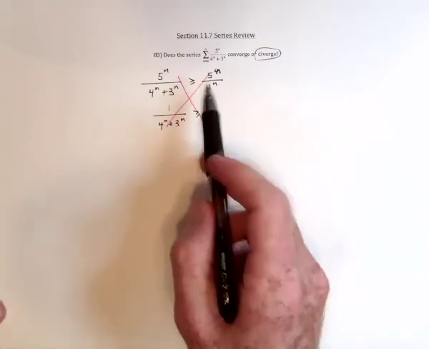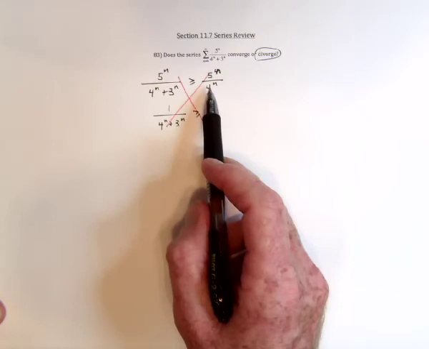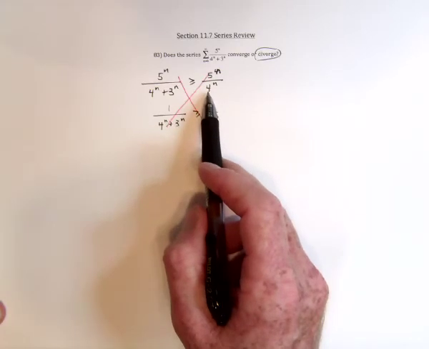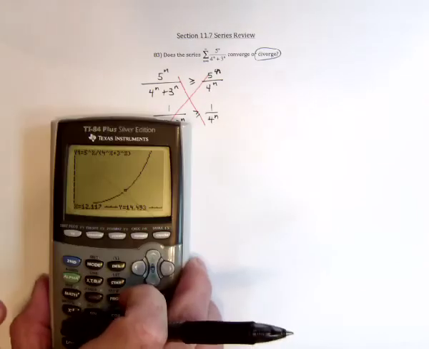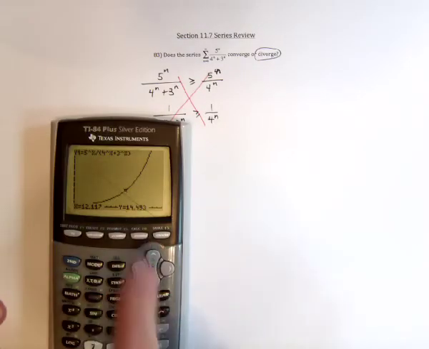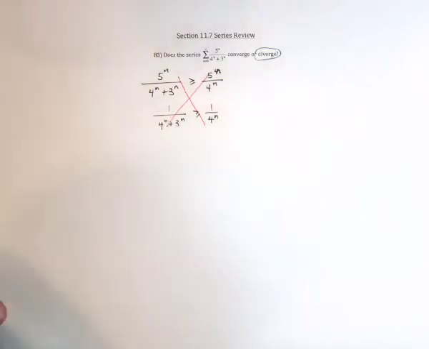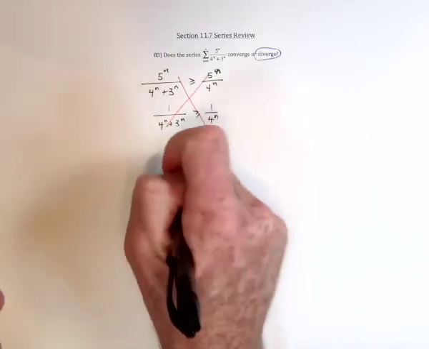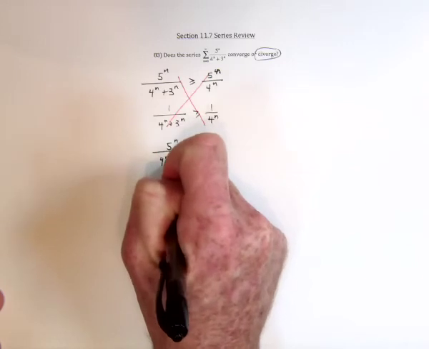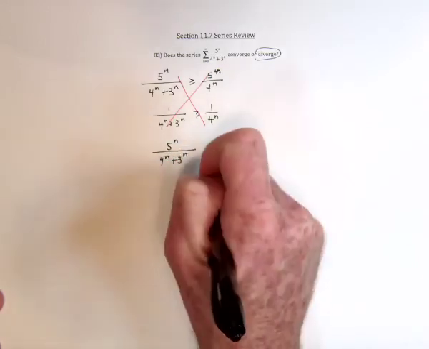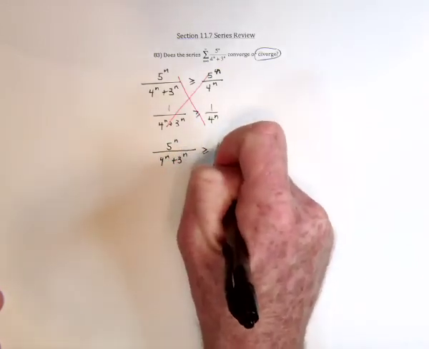What else could we compare it with? Well, instead of trying to be all fancy like this and use 5 to the n and 4 to the n, maybe we just say, as we see from the graph, all of those are numbers that are bigger than 1. So we just say 5 to the n over 4 to the n plus 3 to the n is always going to be bigger than or equal to 1.